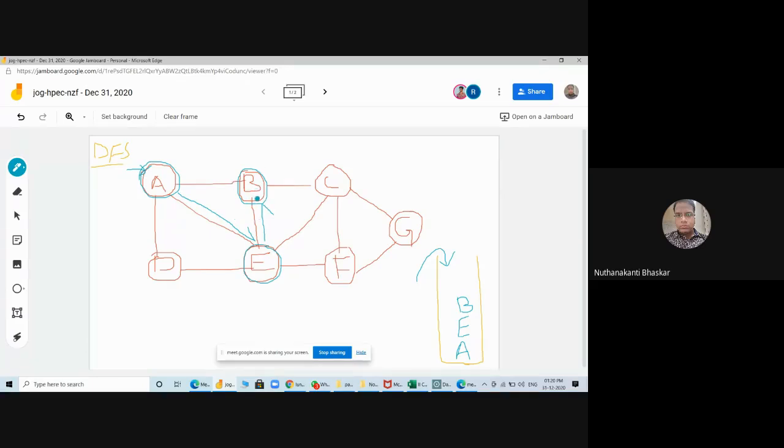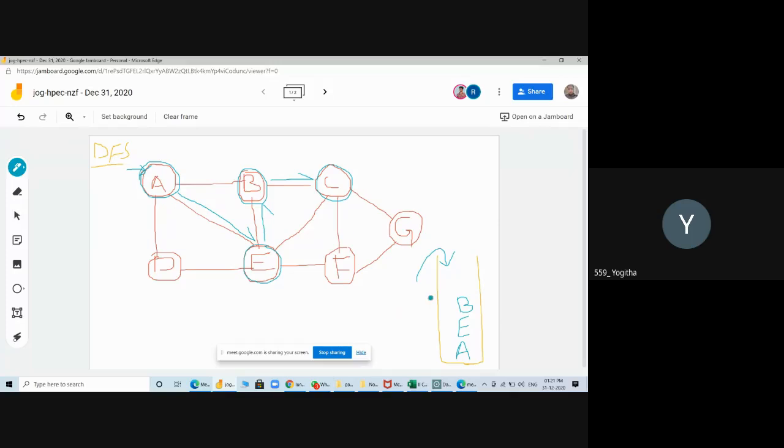Here, what are the adjacent nodes for B? A, E, C. So out of this, what are the unvisited adjacent nodes? C. C, sir. Then there is no alternate. You need to visit only C. Correct? Yes or no? Yes, sir.